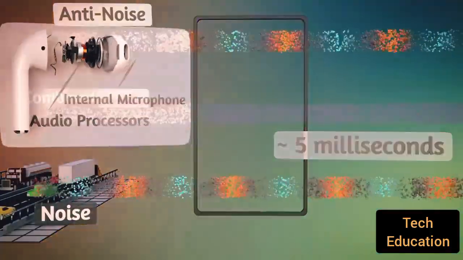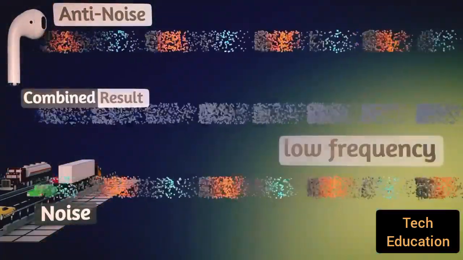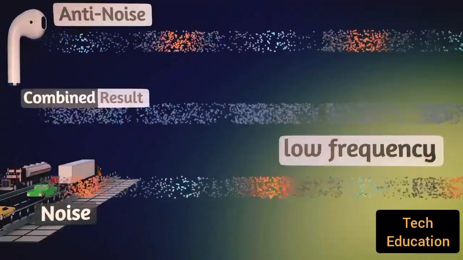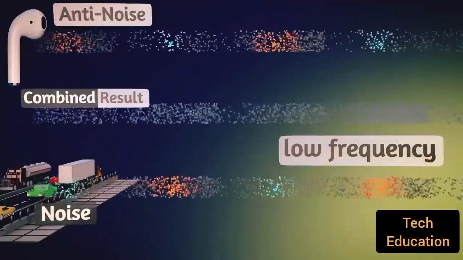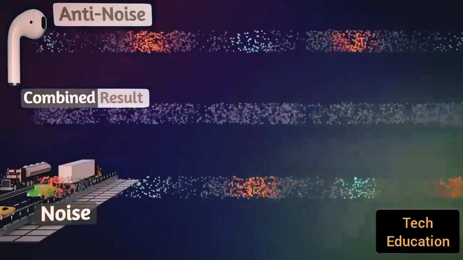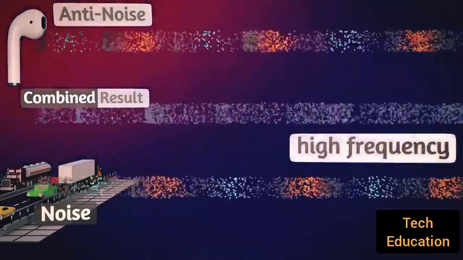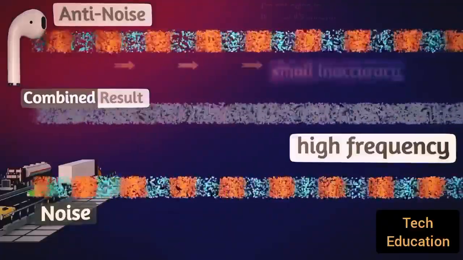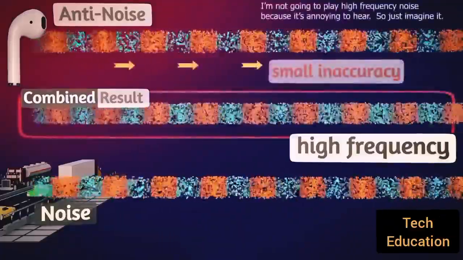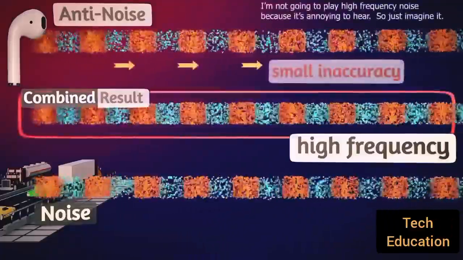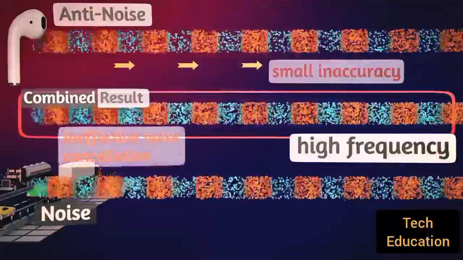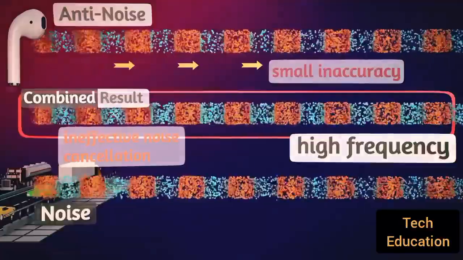Note that active noise cancellation is more effective for low-frequency, repetitive noises because they have only a couple hundred peaks and troughs, or wavelengths, every second. But high-frequency noises have thousands of wavelengths per second. If there's even the smallest inaccuracy in timing the anti-sound wave with the high-frequency noise, the resulting combination between the anti-sound wave and the high-frequency noise will be ineffective.